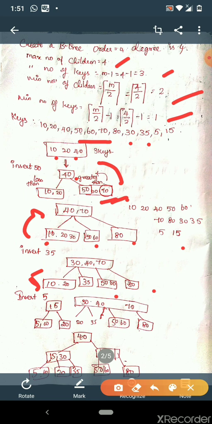At the left side you will be having 5, 10. At the right side you will be having the 20. And this side you will be having 30, 40, 70 as a root. So same split ups. Left side lesser, that is 20. And the right side 35. And greater than 40 is 50, 60. And greater than 70 is 80.